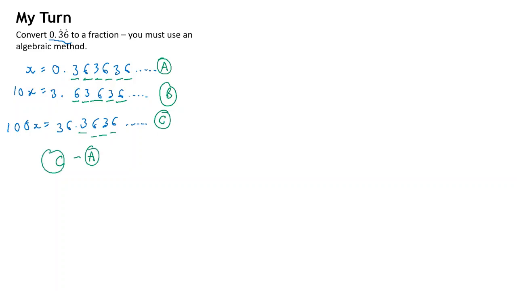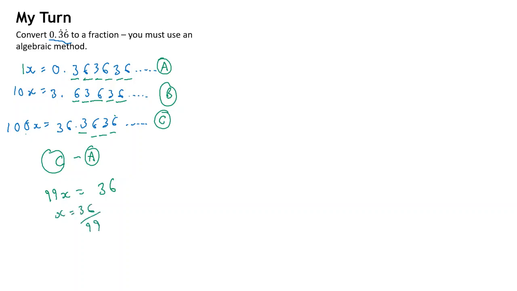So when we are doing equation C take away equation A, we are doing 100x take away 1x, which is 99x. We are doing 36.3636 take away 0.363, which is just 36. After that, I divide both sides by 99, giving me x equals 36 over 99.